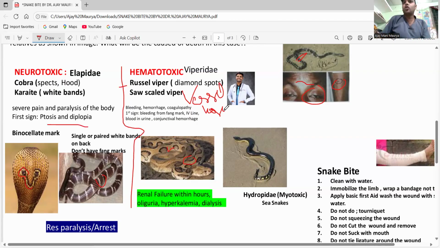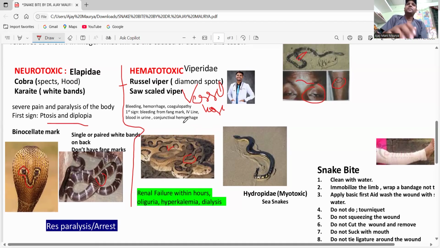Hematotoxic or vasculotoxic. If you see that one, the bitten side is always going to have hemorrhage and more bleeding. There is bleeding all through the body. The first sign is bleeding from the fang marks, and if you put an IV line also, there is more bleeding, blood in urine, and conjunctival hemorrhage also. That is the hematotoxic snake. It is the Russell viper.